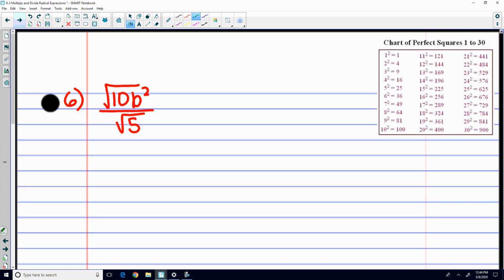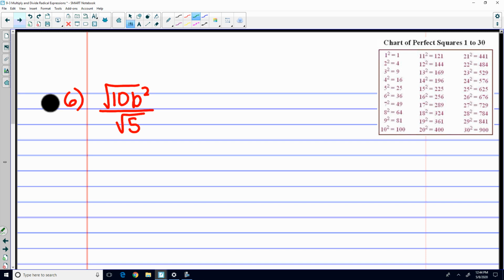All right, so here is my first division problem. I still have my perfect square chart over there for you in case you need to use it. So I've got my first problem up here. Let's go through this problem together. I have the square root of 10b squared divided by the square root of 5.